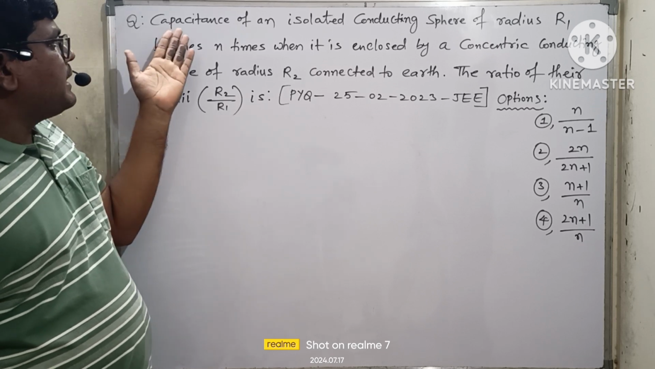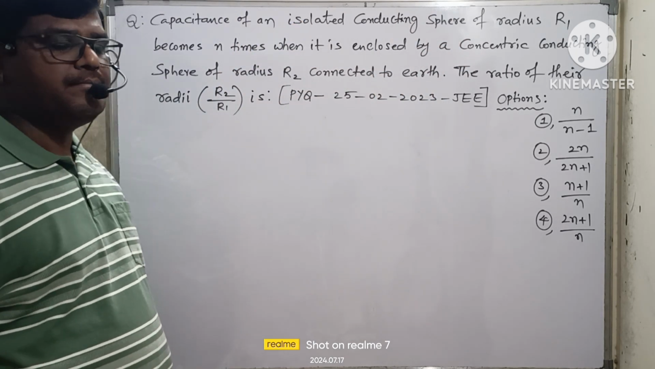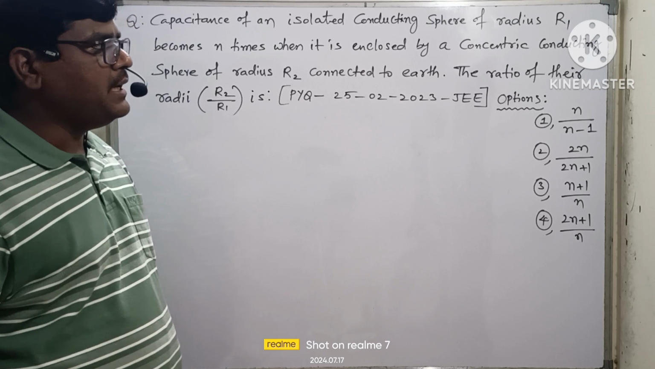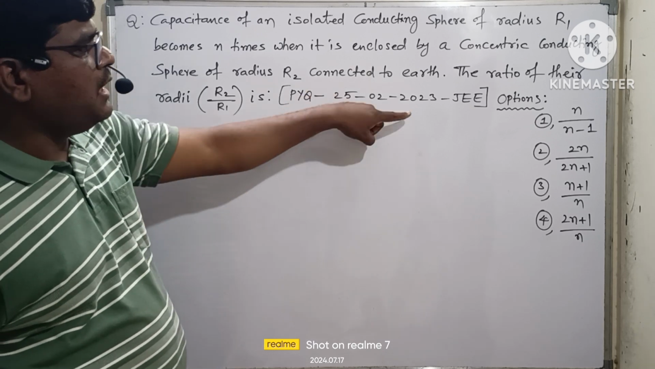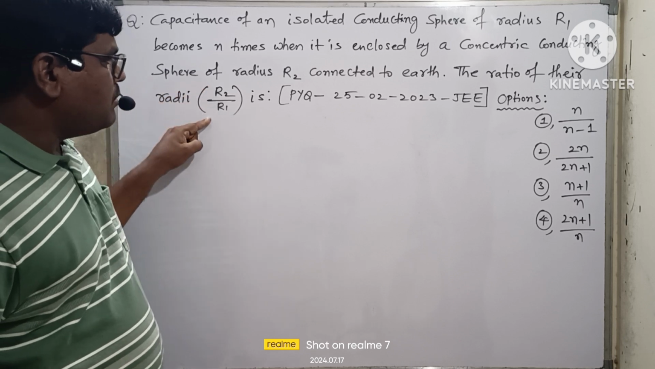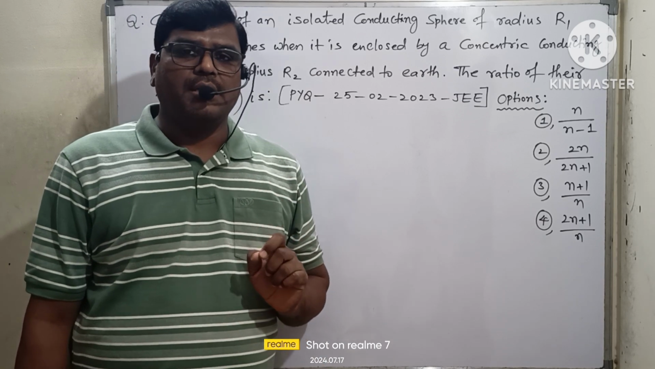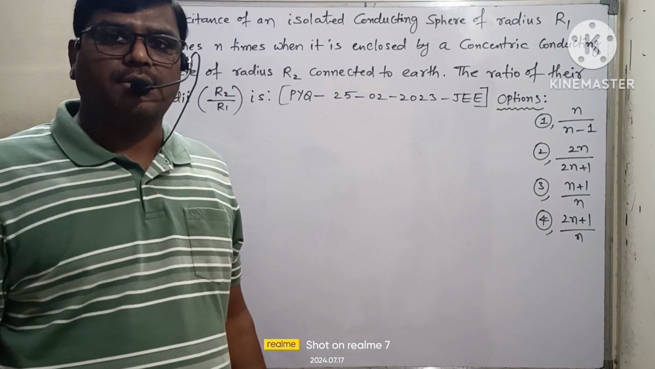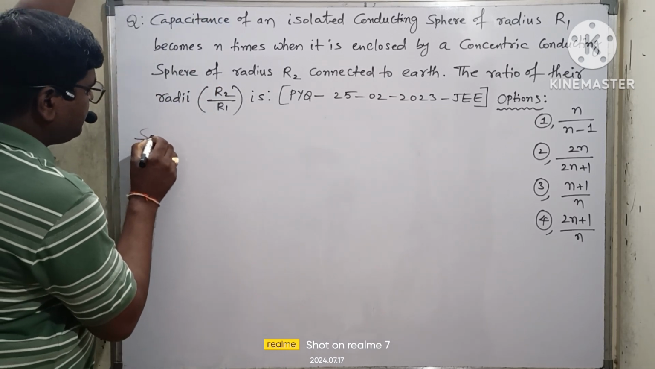What is the question? The capacitance of an isolated conducting sphere of radius R1 becomes n times when it is enclosed by a concentric conducting sphere of radius R2 connected to the earth. The ratio of their radii, R2 by R1, is asked. We know the concept of the capacity of an isolated conductor or isolated capacitor. So how can we find this?